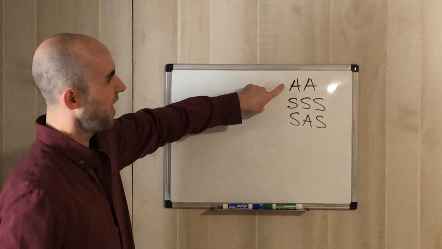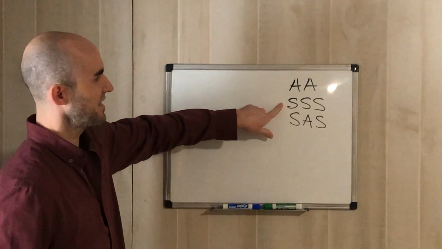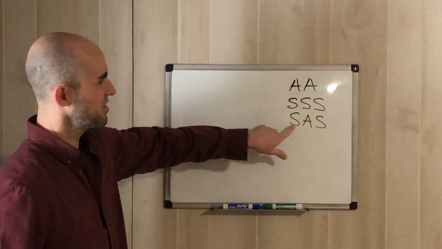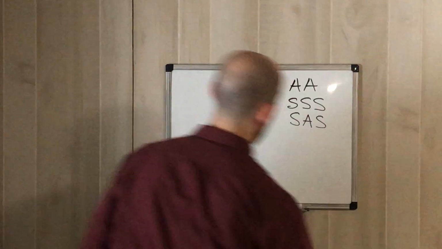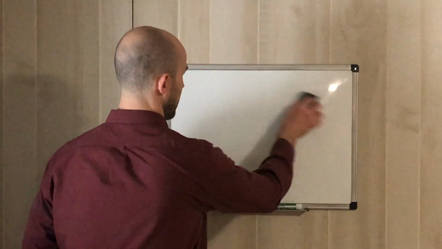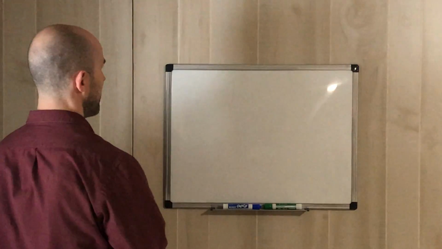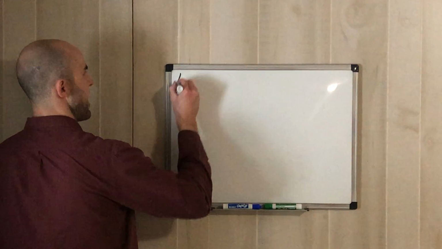AA would stand for angle, angle. SSS stands for side, side, side. SAS stands for side, angle, side, right? And we're going to go over all of them, and then I want to show you guys how they're all used practically, right? So let's start with the most obvious one to see, which is AA, right?